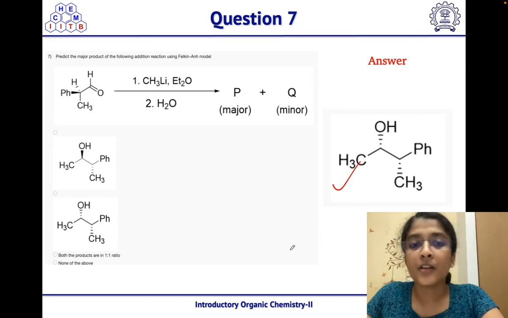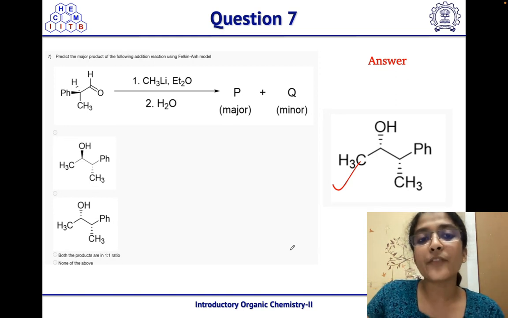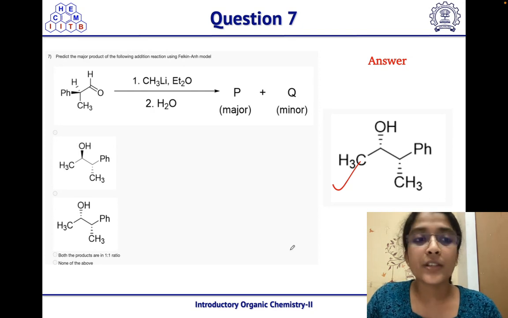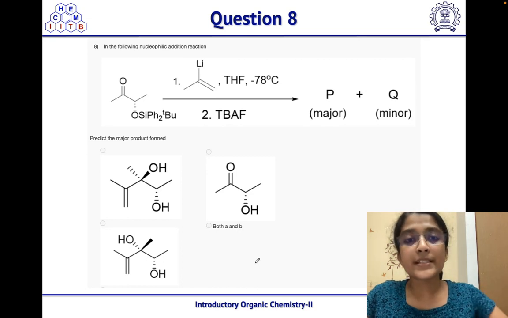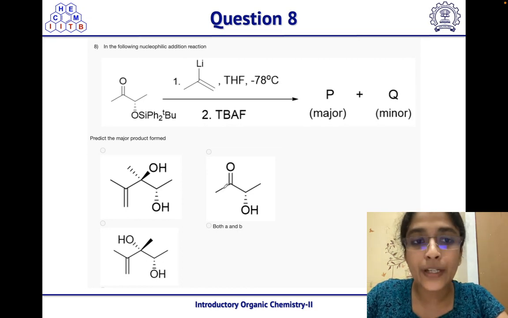Yes, ma'am. Okay. These are simple questions based on the Felkin-Anh model. If you understand the Felkin-Anh model very well, then you can solve these questions easily. So this is the eighth question. This is also based on the Felkin-Anh model only.